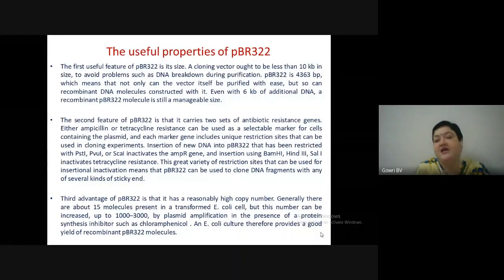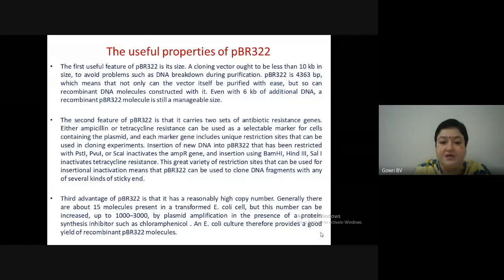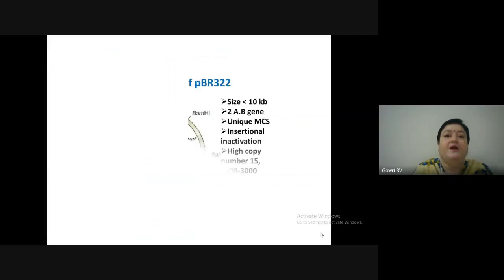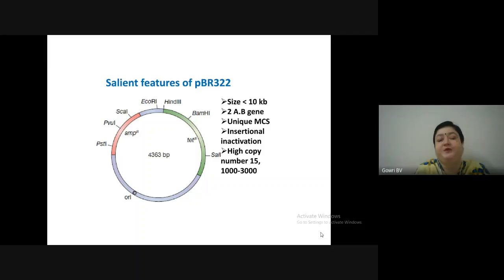So the basics are these three advantages. The size; the selectable markers it possesses for insertional inactivation, two different selectable markers; and number three, its copy number. This is a summary of the salient features of pBR322. Its size is less than 10 kb. It has an antibiotic resistance gene and a unique MCS, so many different restriction enzymes can be used to cleave it. Insertional inactivation can be well brought about, and it is a high copy number plasmid, basically 15 molecules per cell that can be increased to 1,000 to 3,000 molecules by using a protein synthesis inhibitor, chloramphenicol.